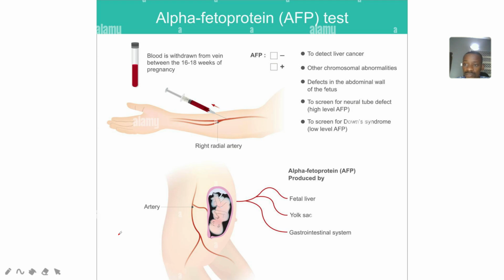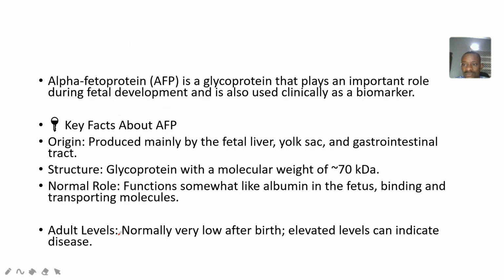So the alpha-fetoprotein is as follows. You can see they even do a test for it to measure the levels. So let's look at this. It's a glycoprotein and it plays a very important role as the baby is developing. Do you understand? So it's even a biomarker. You can use it to measure if a baby has an issue or not.